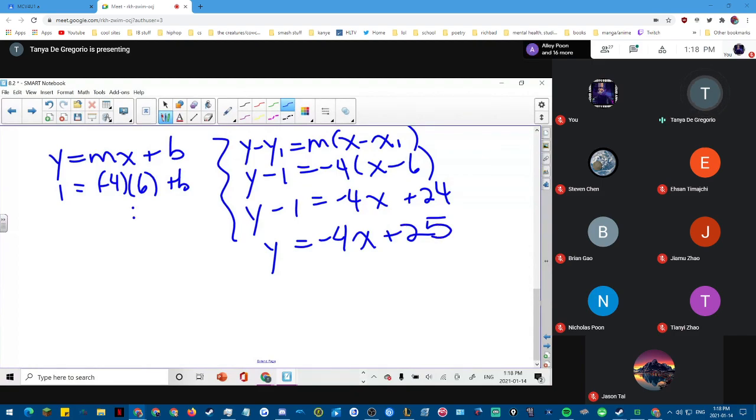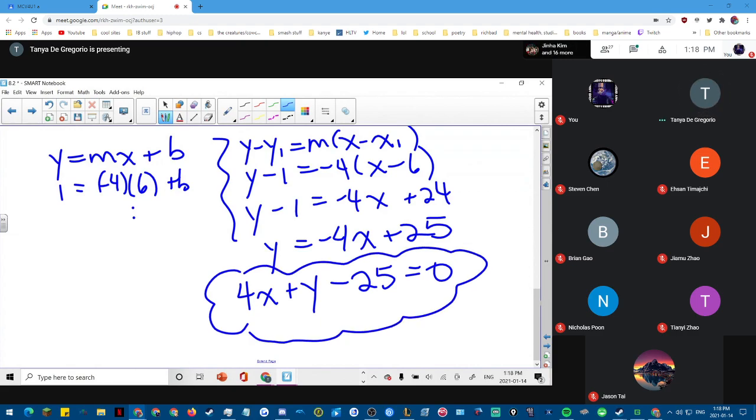And then we just have to put this in order, making sure that we have no fractions, no decimals, and your A has to be positive. And again, I could have gotten this from here as well. Okay, are there any questions?